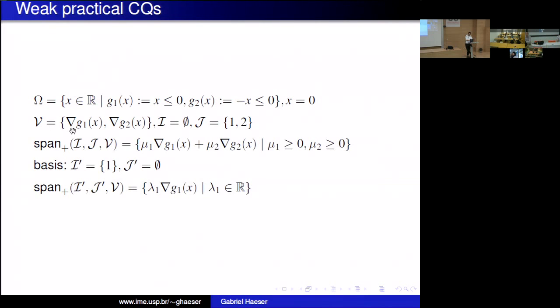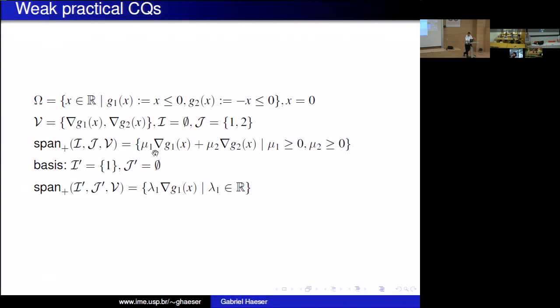So the set of vectors that I will look at is both gradients. In the first index set, I will not put anyone, and I will put in J both indexes. So the positive span of this set of indexes is in fact the cone, the polar of the linearized cone. So that's what we want to do. We consider here in this first set the set of equalities, and in this second set the indexes of active inequalities. So when we generate this, we have the polar of the linearized cone.